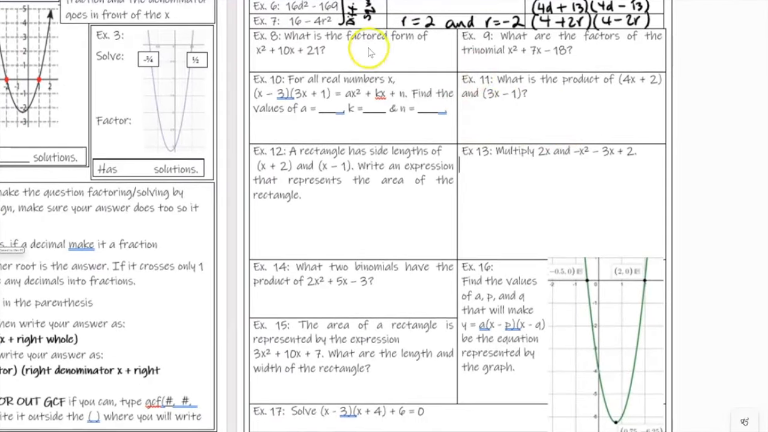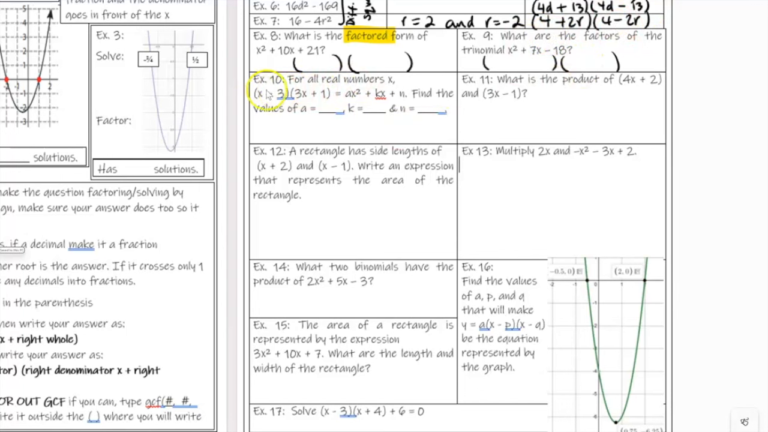All right. What is the factored form? So remember, whenever you see factored form, you're thinking two parentheses. So however you decide to do this, I need the answer to have two parentheses. So think about how you can do that. What are the factors of this? So again, factors. And when I see the word factors, I want two parentheses.